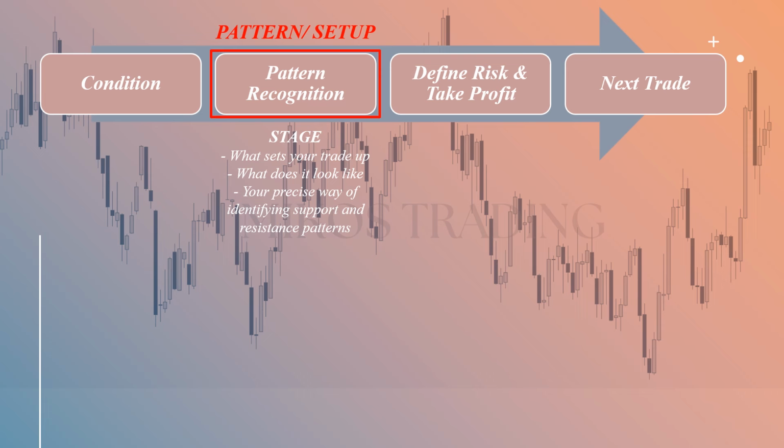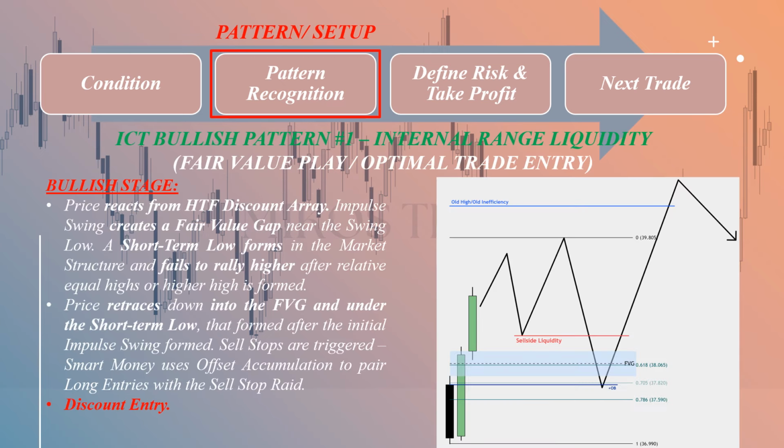Now we have finally made it to the part for which you are here, the pattern recognition stage. After we get the bullish condition, meaning when the higher time frame monthly, weekly, daily and/or 4-hour institutional order flow is bullish, only then can we hunt for our pattern on the intraday charts.